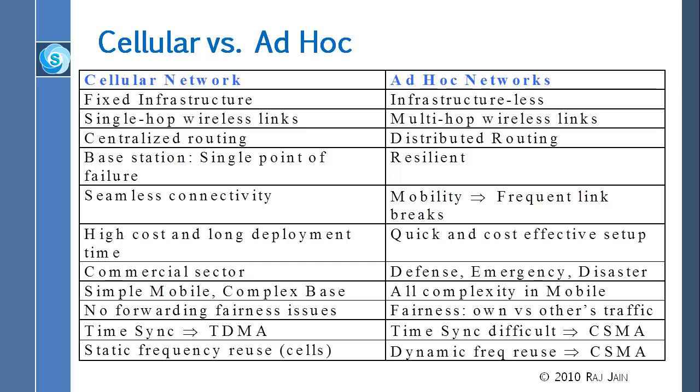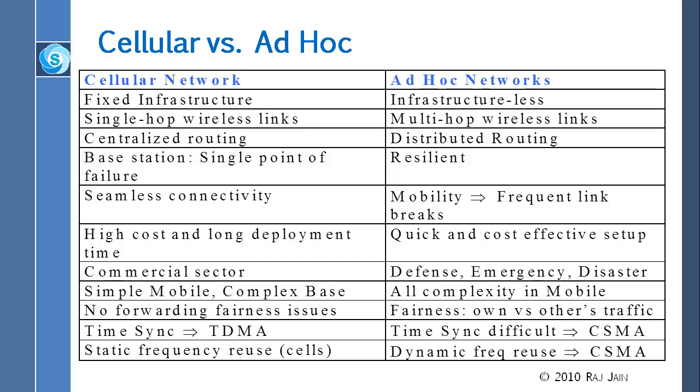High cost and long deployment times. Because you need to set up a tower and an antenna on top of the tower, it takes quite a bit of time, several months, to set up a cellular network. But an ad hoc network can be set up in a few minutes or a few hours. And so that's why they are used in emergency situations and military situations, because they are really in a hurry to set it up.